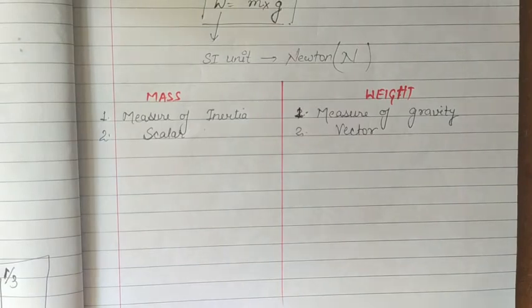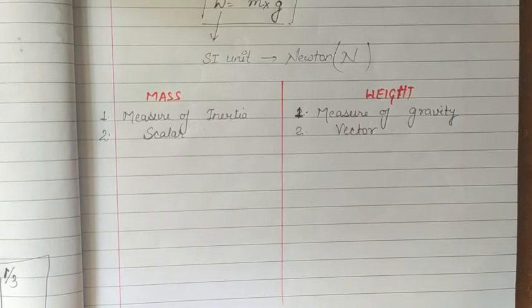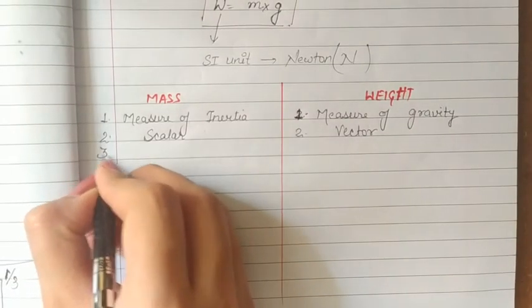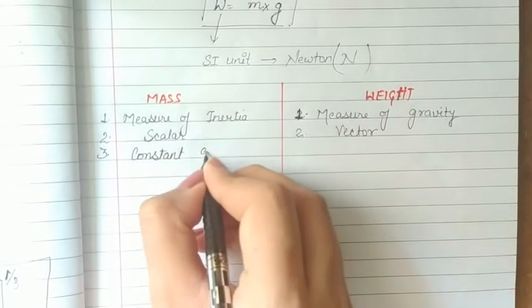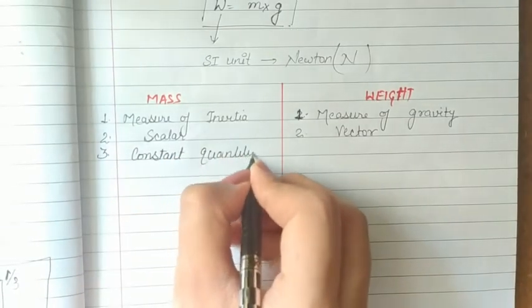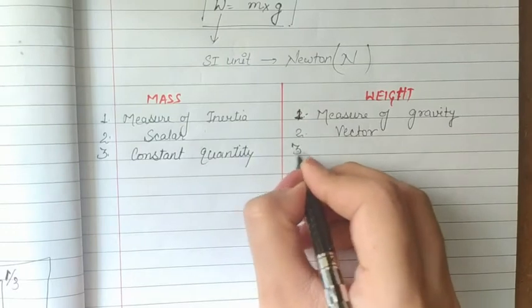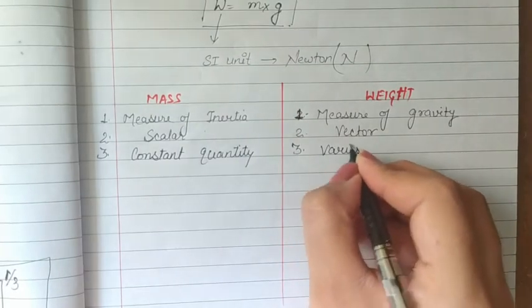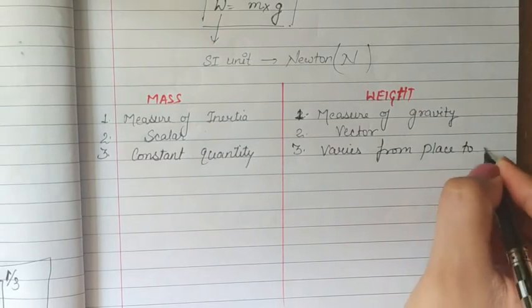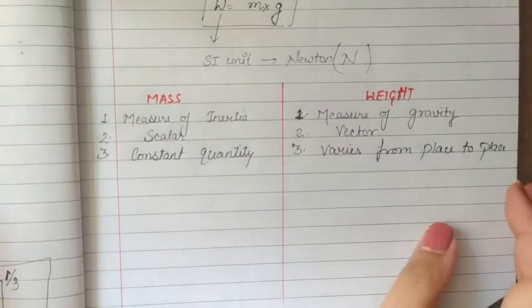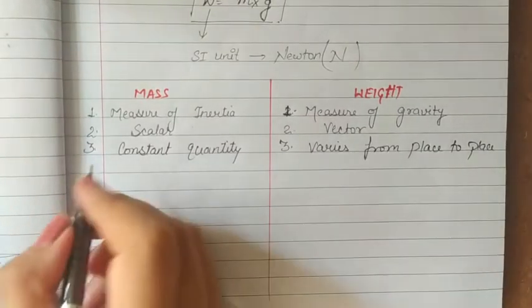Again, the third point is mass is a constant quantity. It doesn't depend on physical condition or the location of the body, while weight varies from place to place. So the third difference is mass is a constant quantity and weight varies from place to place. So this is the third difference between mass and weight.